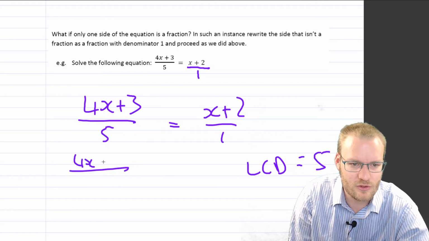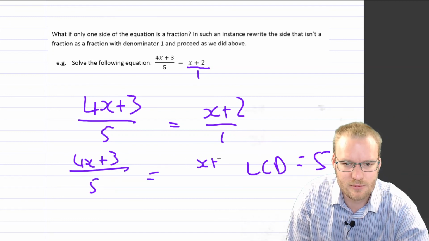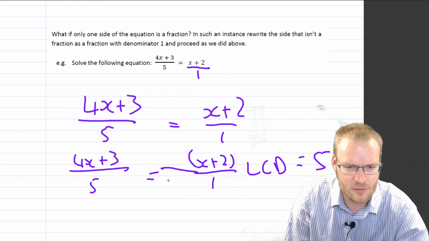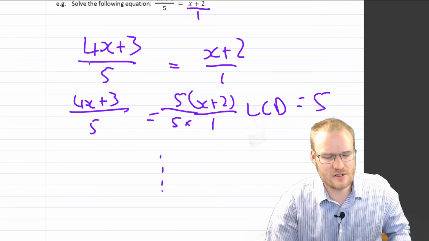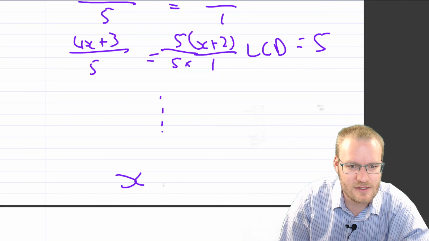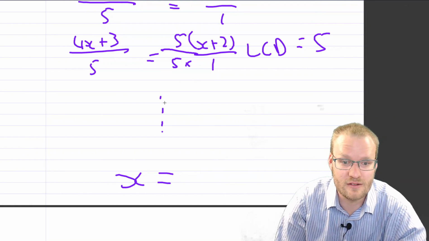So that's just (4x plus 3) over 5. This side, (x plus 2) over 1, well, we're going to have to multiply that by 5, times by 5, and I'll leave the rest for you to solve, and we'll finish it off in class and get our final answer. It is in the workbook as well if you want to see that worked through.